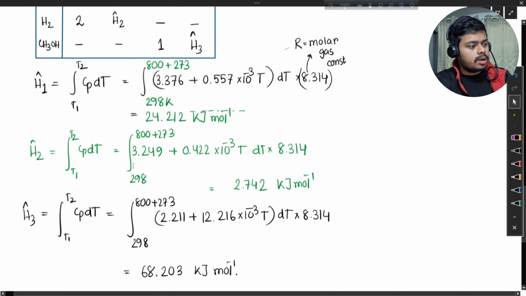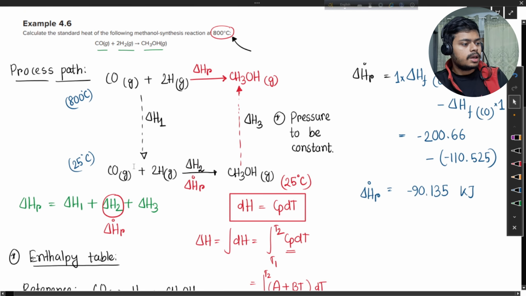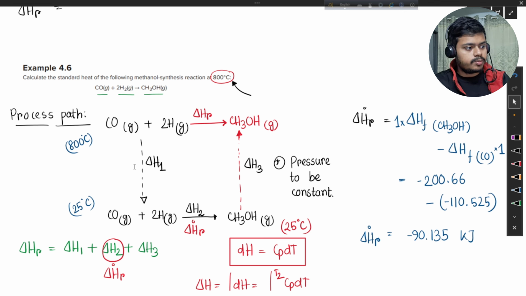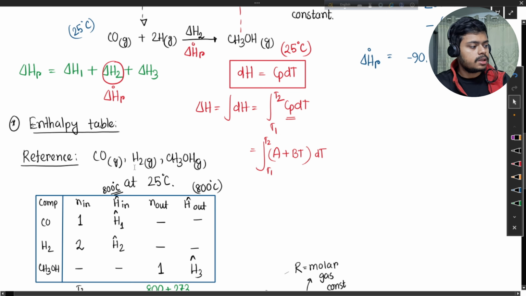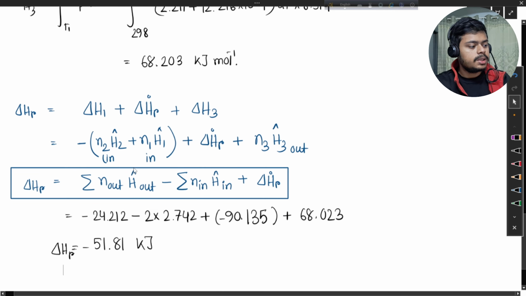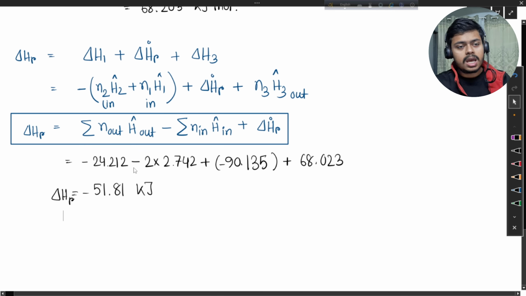Okay, so this is the calculation. This is the method of calculation for heat of reaction at any temperature other than the standard temperature. The process here is really simple. We constitute a process path, and then we form the inlet outlet enthalpy table, and then we calculate the enthalpies, and then we add all those enthalpies.